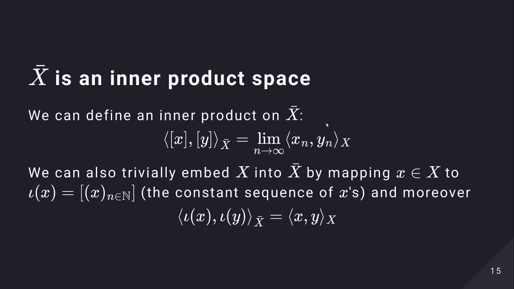Furthermore, we can also show that we have an inner product space by defining our inner product on X bar as the limit of the inner products in X of our representative elements. And note that we are allowed to take the limit here, and this is sort of the important part, because it's somewhat easy to show that the sequence of inner products of x_n and y_n is Cauchy, because x and y are Cauchy.